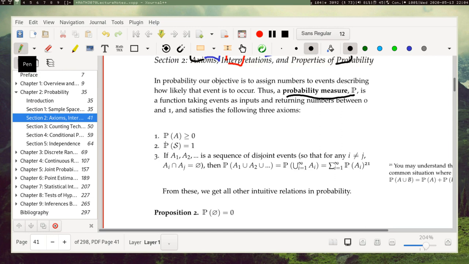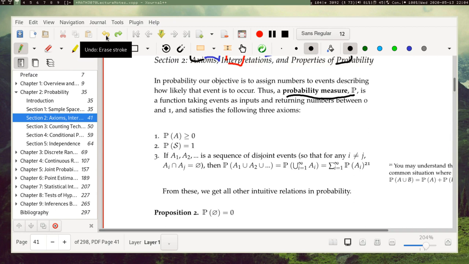First, we say that every probability must be at least zero. You cannot have negative probabilities. Second, we say that the probability of the sample space is equal to one. So the probability that anything happens is equal to one.